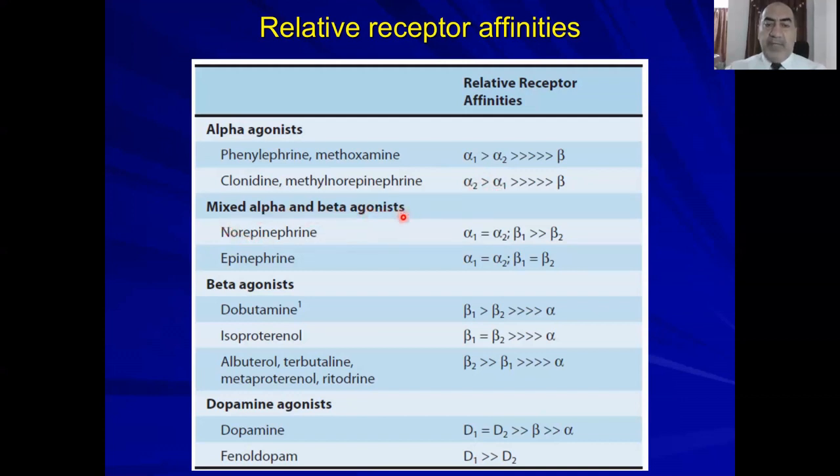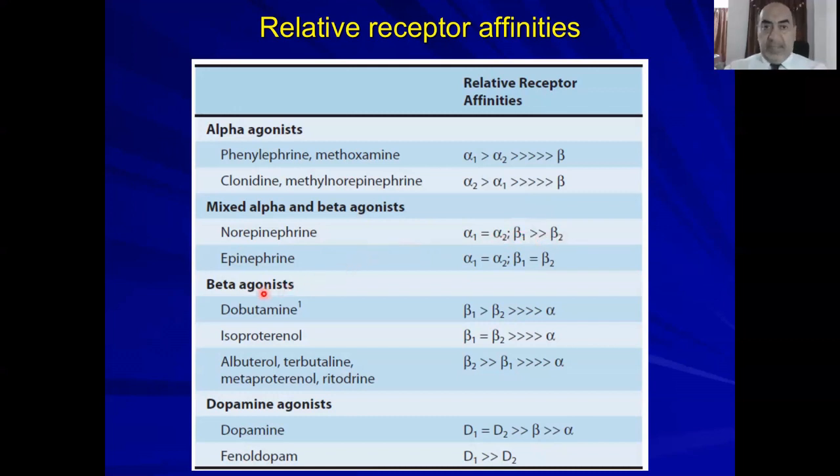Mixed alpha and beta agonists such as the parent drug epinephrine activate everything: alpha 1 similar to alpha 2, beta 1 similar to beta 2. Norepinephrine, as we said, is similar to epinephrine on the alpha receptors, but with more effect on beta 1 than beta 2.